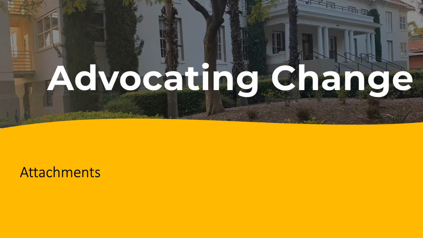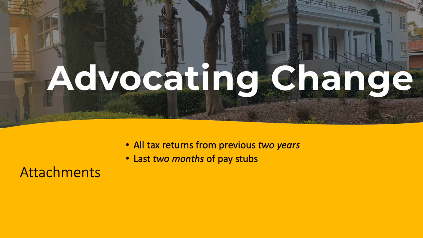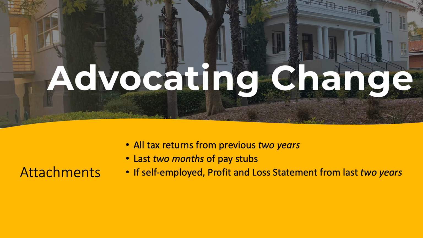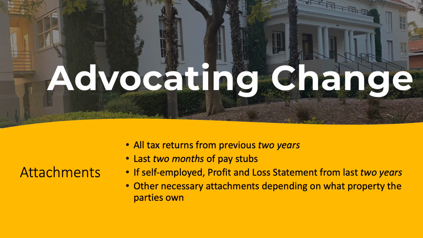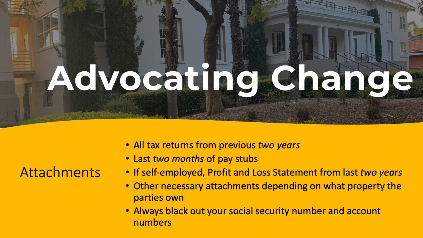In addition to these forms, there are other attachments that will need to be included and served onto the other party. These attachments include all tax returns filed by the party 2 years before service of the disclosures, pay stubs from the last 2 months before service of the disclosures, or a profit and loss statement from the last 2 years if you are self-employed, and any other necessary attachments depending on what property the parties own together. Remember to black out your Social Security number on all pay stubs, tax returns, or any other documents where your Social Security number appears. You should also black out all account numbers when attaching statements.